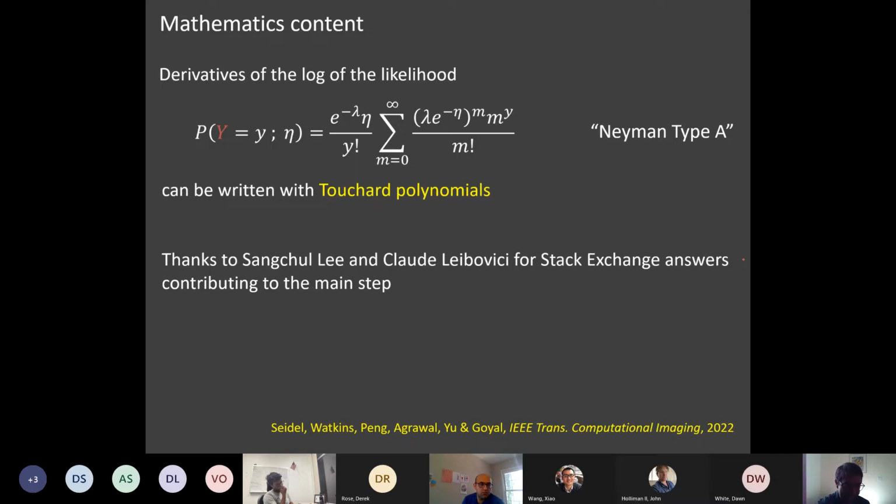And one of the reviewers of the TCI paper might have appreciated it even more than we did, because a reviewer pointed out that this Neyman type A distribution arises in various other problems where it might be useful to be able to take derivatives of its log likelihood.